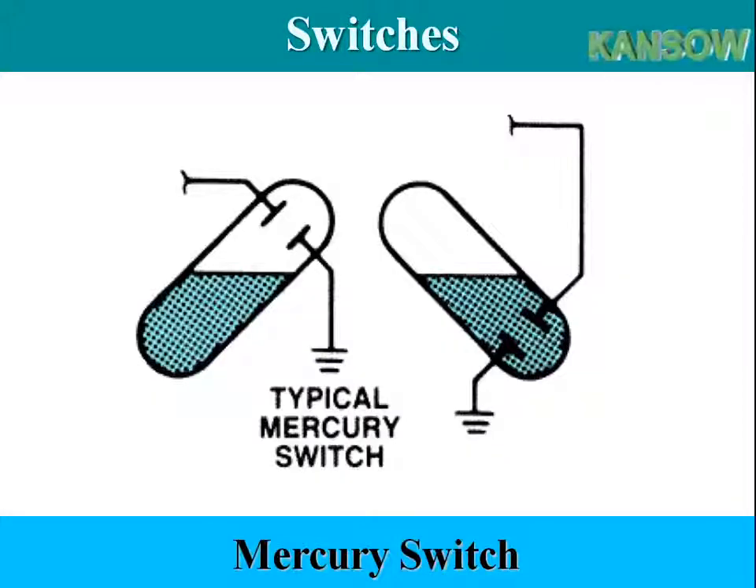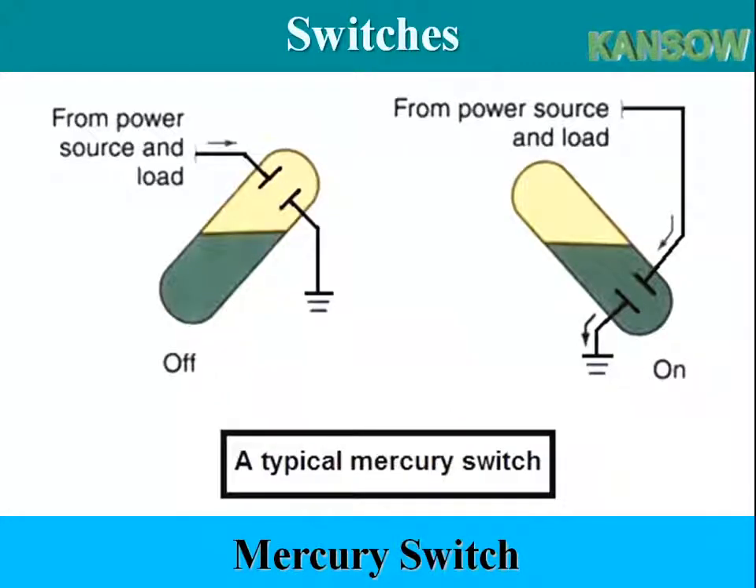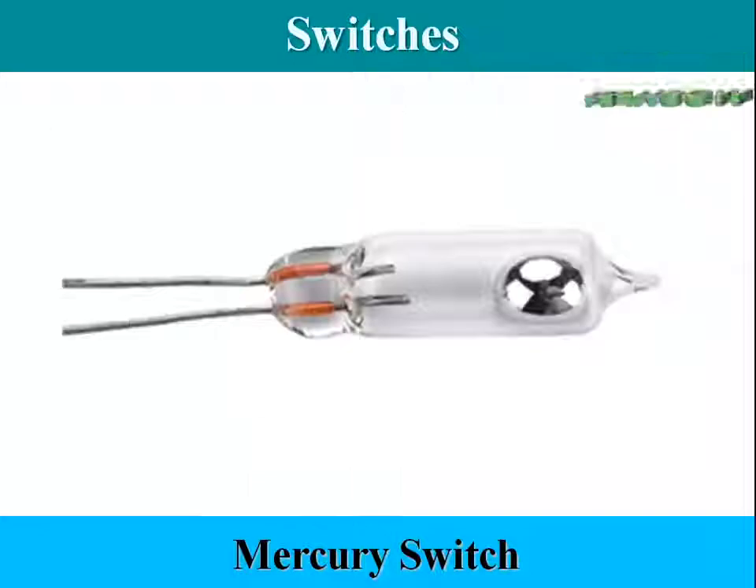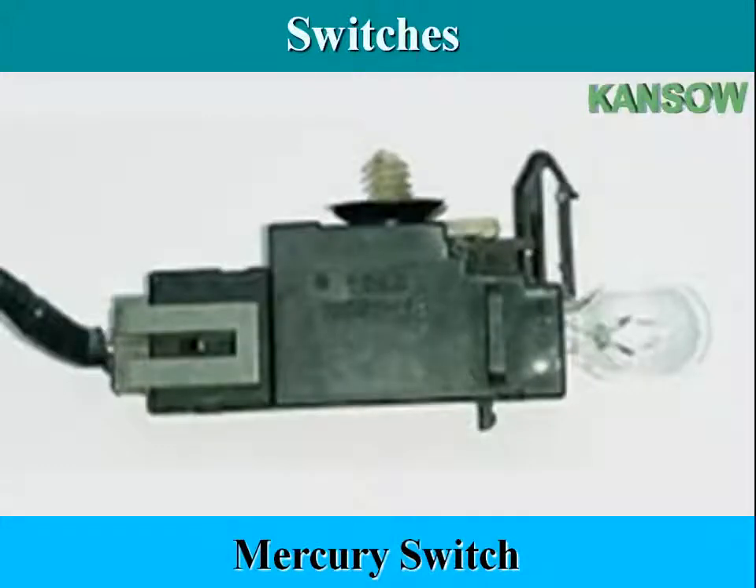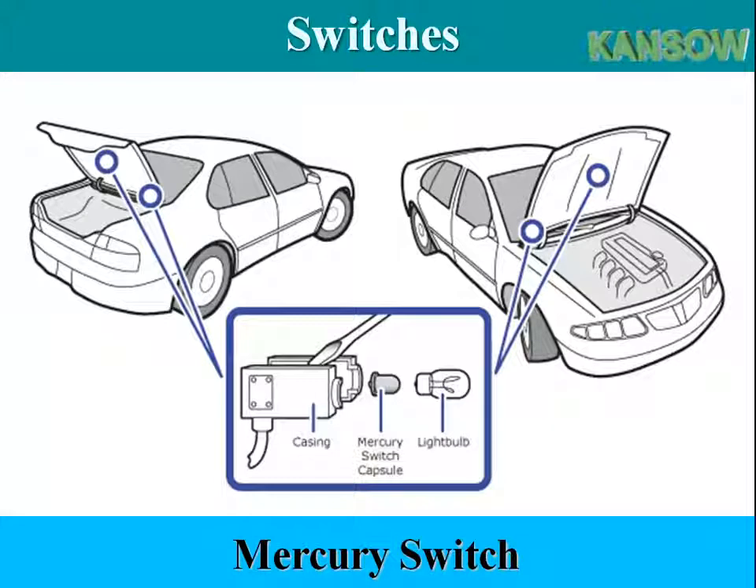A mercury switch is made of a sealed capsule that is partially filled with mercury. In one end of the capsule are two electrical contacts. As the switch is rotated, moved from true vertical, the mercury flows to the opposite end of the capsule with the contacts, completing the circuit. Mercury switches are often used to detect motion, such as the one used in the engine compartment light.